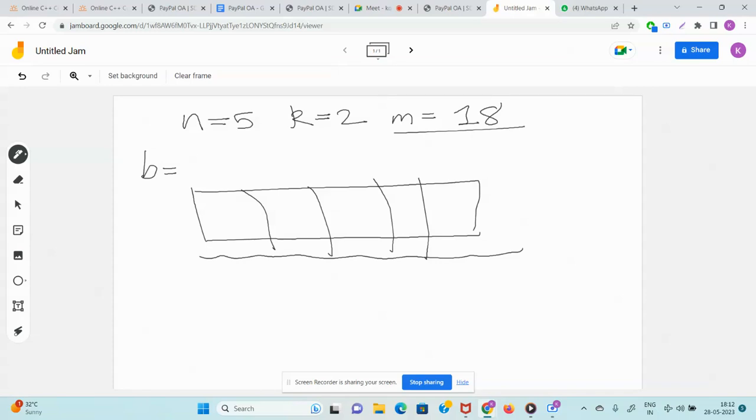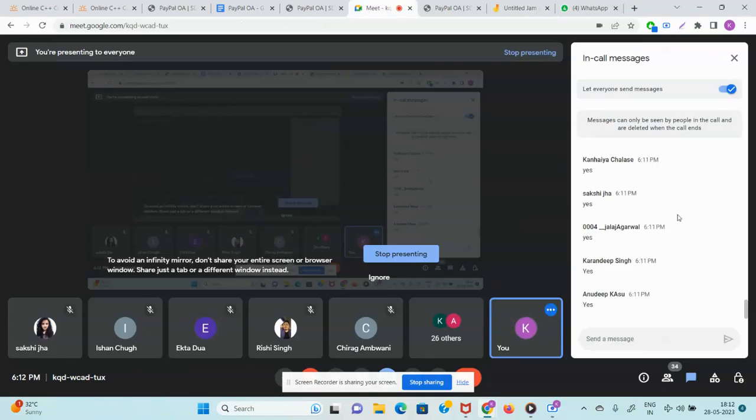Guys, start writing in the chat. Let's see what my innovative students are coming up with. Guys, start writing the arrays of size 5 whose sum is 18 and the adjacent number difference is 1 or 0.